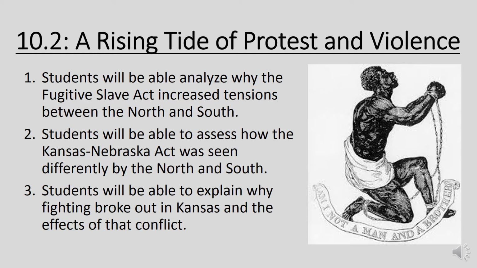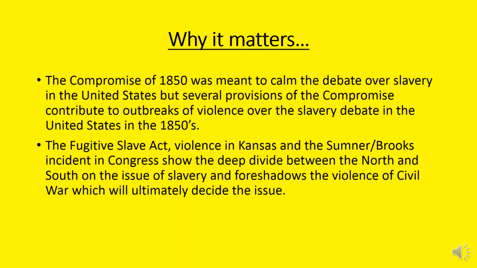tensions mount to the point where we're experiencing some violence in response to the issue of slavery in the United States. So, first thing we're going to look at is how the Fugitive Slave Act increased tensions between the North and South. We'll take a long look at the Kansas-Nebraska Act and how that was seen differently by the North and the South, and then we'll explain why fighting broke out in Kansas and the effects of that conflict.